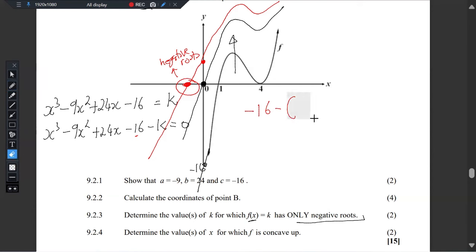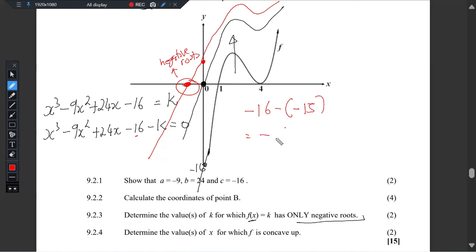Let's start with a positive. Let's say we decide to put 15. Now, if we put this one here, this is only giving us negative 31, which obviously means we are pushing the graph further downward. But if we want to push it up, then because of this minus here, we need to substitute our k as a negative value. So what if we are substituting negative 15?